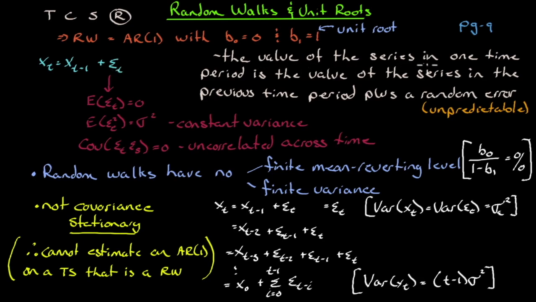The value of the series in one time period is the value of the series in the previous time period plus a random error, an unpredictable random error. And we can kind of tell when we have a time series as such. If we look at the errors, the expected value of the errors will be 0. They're unpredictable. The variance of the error term in every single time period will be constant. And the error terms are uncorrelated across time.